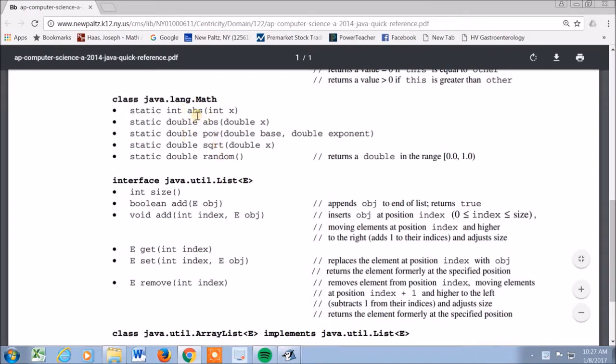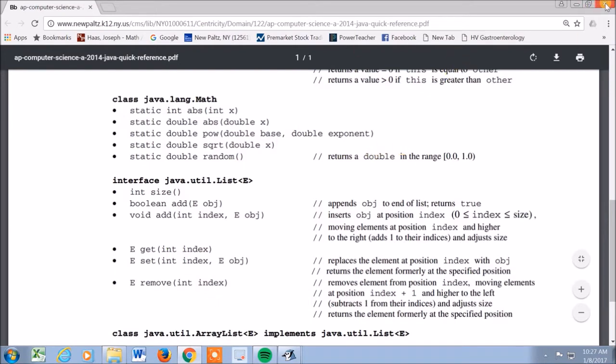There's two versions of absolute value. One, you pass it an int, it returns an int. If you pass it a double, it returns a double. Piece of cake. There is math.pow, which of course you pass a base and an exponent. It returns the result of raising the base to the exponent. And of course there's a square root function. I think it's obvious what that does. And math.random returns a random number between 0 and 1.